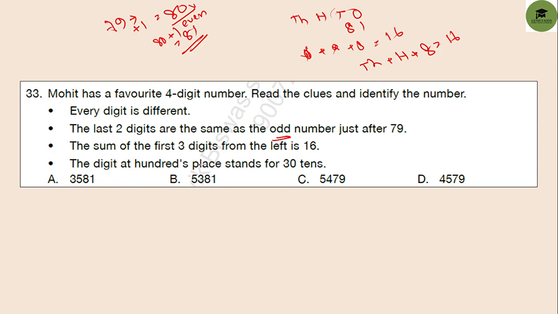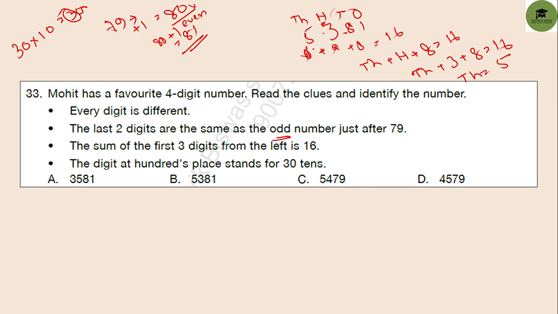The digit at hundreds place stands for 30 tens. So what is 30 tens? 30 into 10 is 300. Okay, so the hundreds place is 3. Now this plus this plus this will give you 16. So Th plus 3 plus 8 will give you 16. So what is the value of Th? That will be 5.